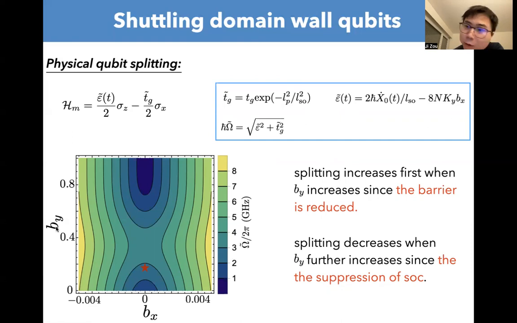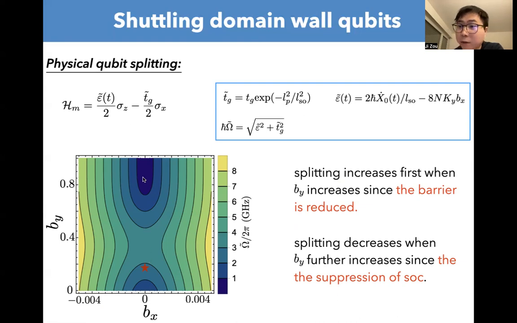And in this case, here we plot this qubit splitting as a function of Bx and By. As you can see, one feature is that when we increase this By, the tunneling splitting, the qubit splitting, would first increase and then decrease. The reason is clear: when we increase the By at the very beginning, remember that the effect of the By is to suppress the tunneling barrier. Then we would have a larger tunneling rate.